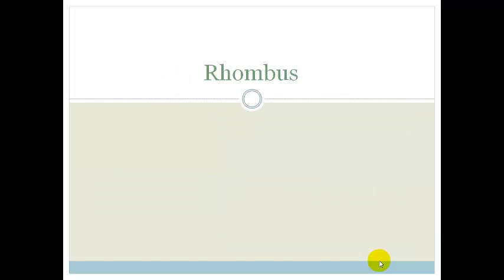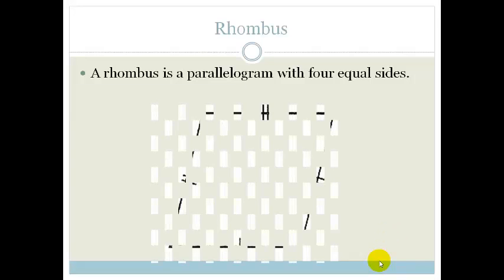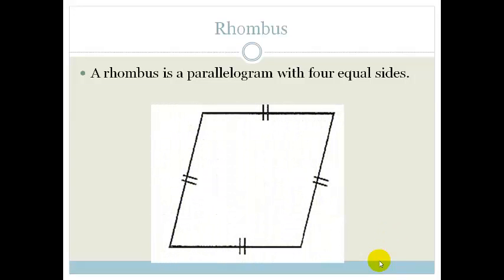Today we're going to be looking at the rhombus. Now the rhombus is a parallelogram, but it has four equal sides. So it's just a special form of the parallelogram. Therefore, all the properties that stand for a parallelogram also stand for a rhombus, but then it has some extra properties as well. So let's look at those.